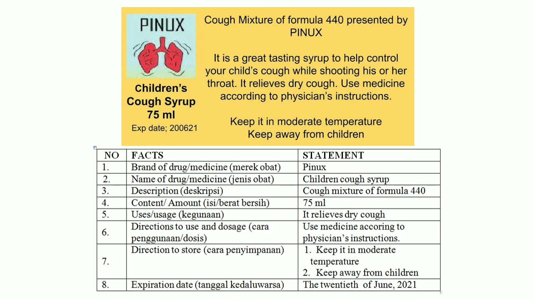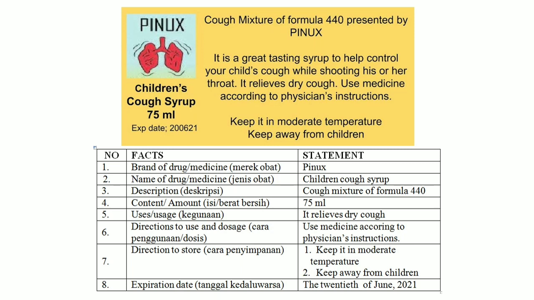Like first, the brand of the product is Pinox. Second, the name of the product is children cough syrup. And then number 3, the description of the product is cough mixture of formula 440. Next, the content or amount of the product is 75 ml. And the usage of the product is to relieve dry cough.